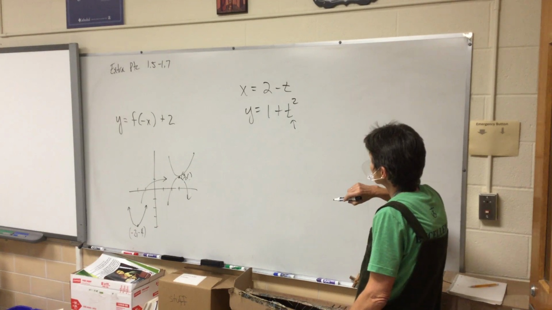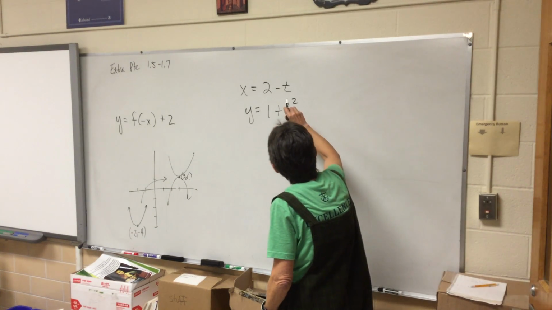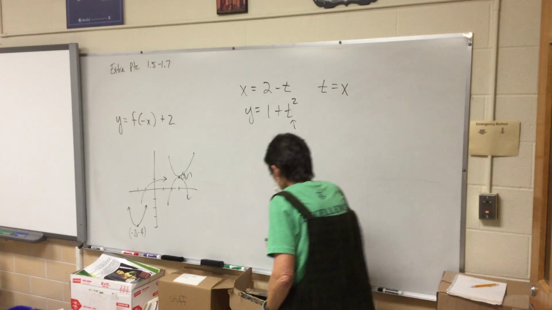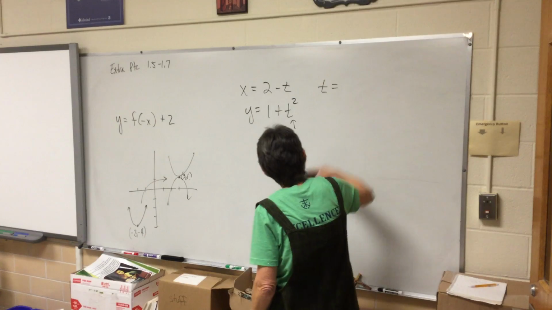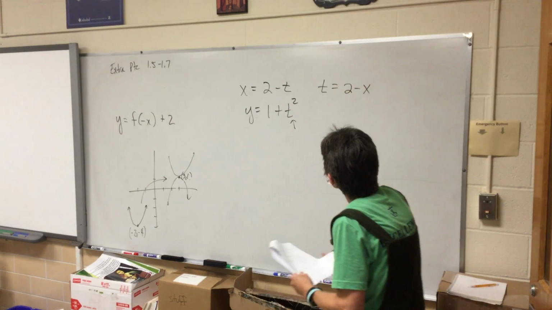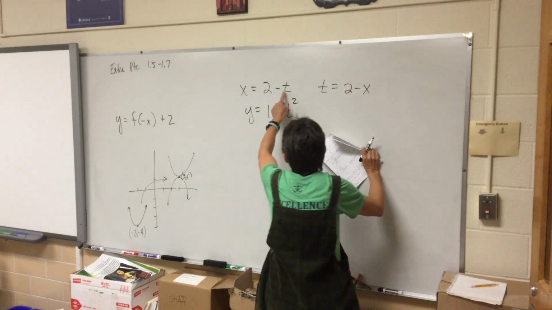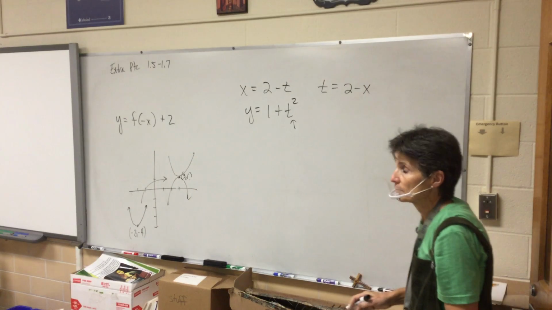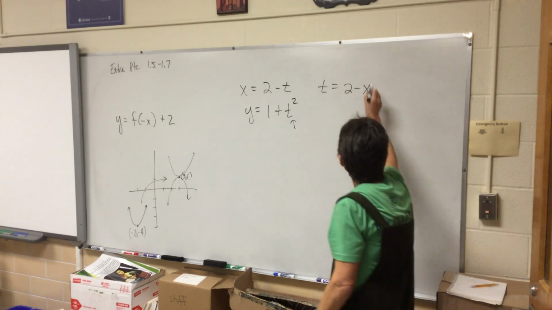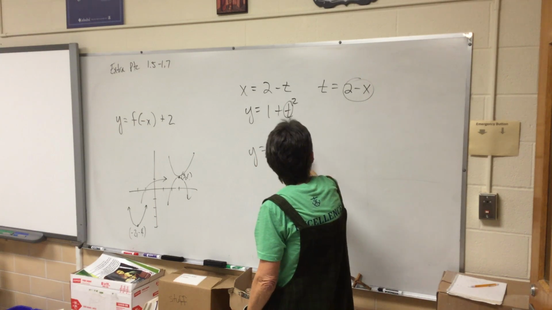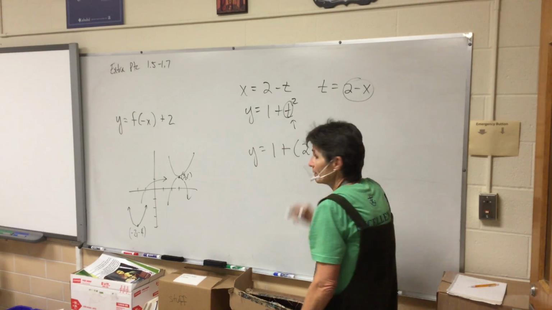Remember, I'm getting rid of t. So I've got to know what t equals. So let's see, if I move that t over, I always have to be careful when I do this. Is that right? Put the t over here and move the x over here. So now that's going to get plugged in here. So y equals 1 plus (2 minus x) squared.